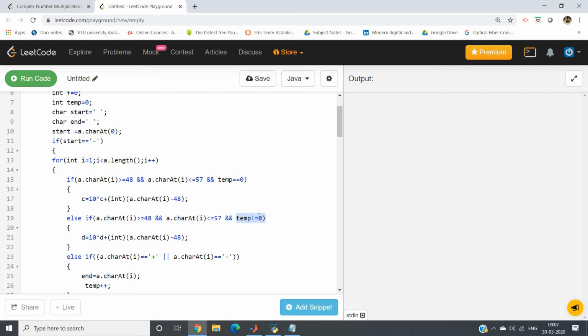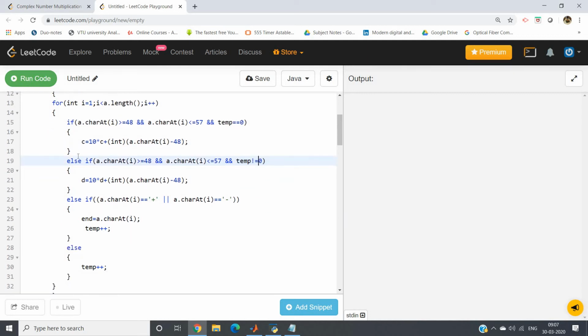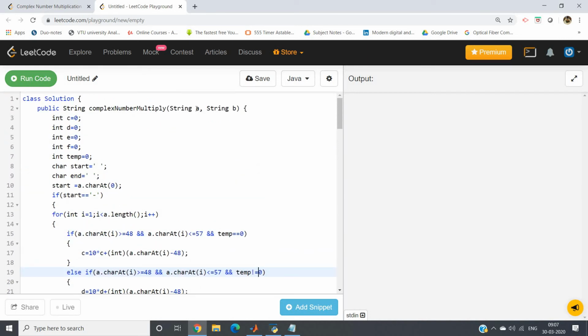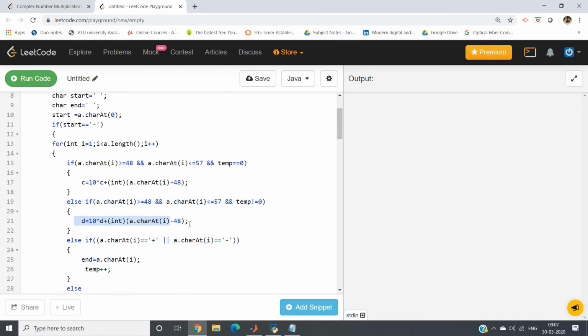So when will temp be incremented? When we get anything apart from 0 to 9, that code I have written later. So see, if temp not equal to 0 and we are getting any digit, that is indicating, suppose c plus jd, that d. So I will store that in d. Else if a.charAt(i) equal to plus or a.charAt(i) equal to minus, that means if plus or minus is encountered, then we will put that in end.